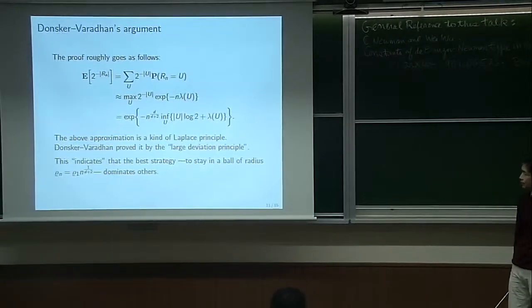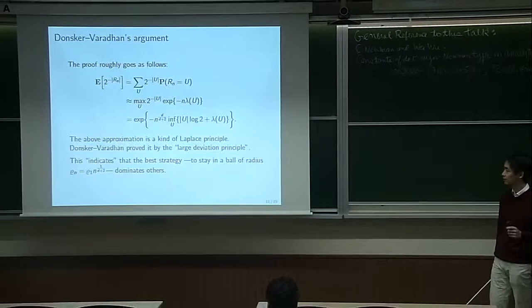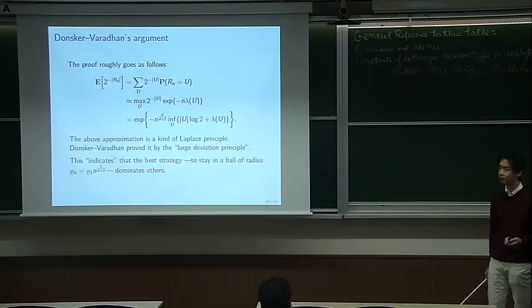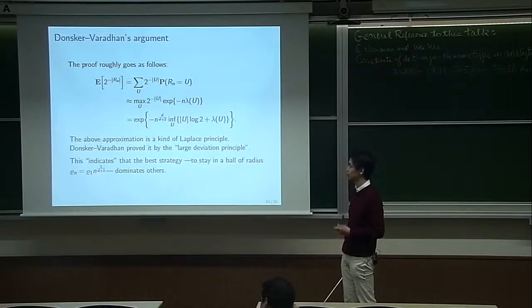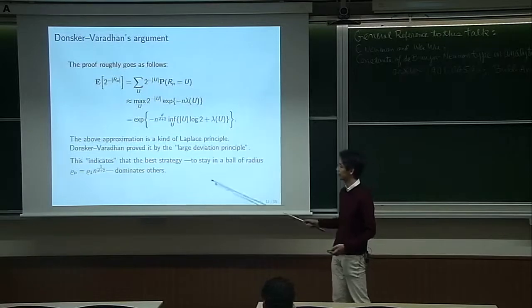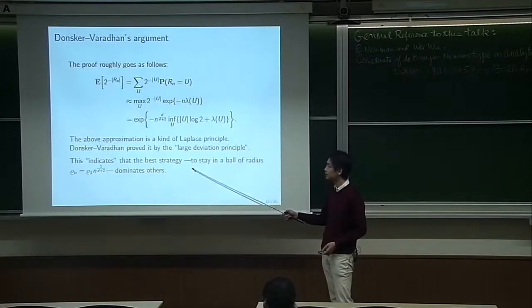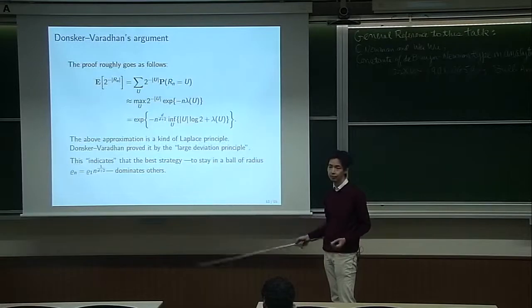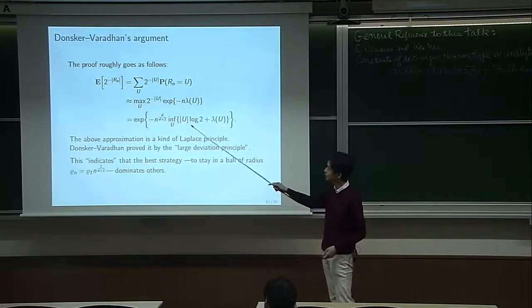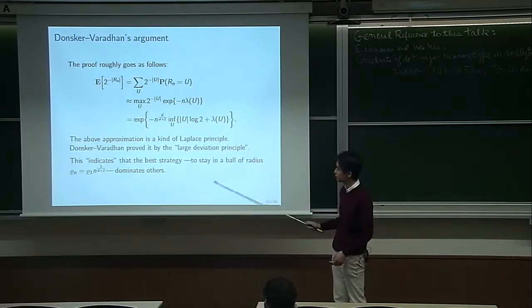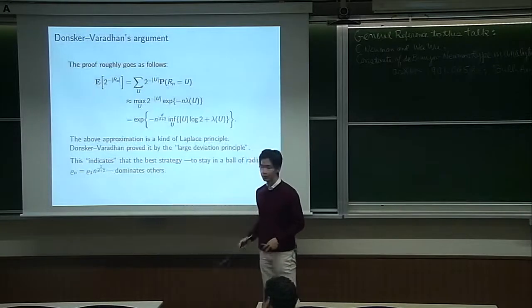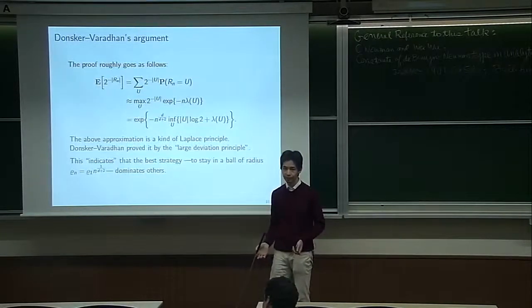Okay. So large deviation principle is one of the methods to prove Laplace principle in the huge space, typically infinite dimensional space. And this is the first application of large deviation principle. And also from our point of view, we are interested in the behavior of the surviving random walk. And from that respect, this proof indicates that there is a best strategy, which is to stay in minimizer of this U, which we know that it is a ball. So the best strategy to stay in a ball of radius given by this dominates all the other strategies.